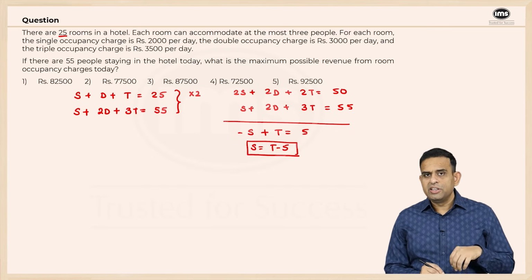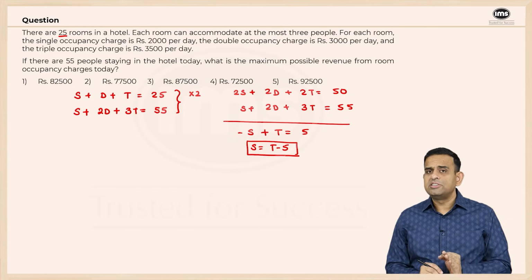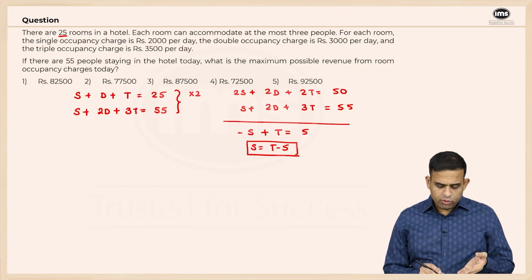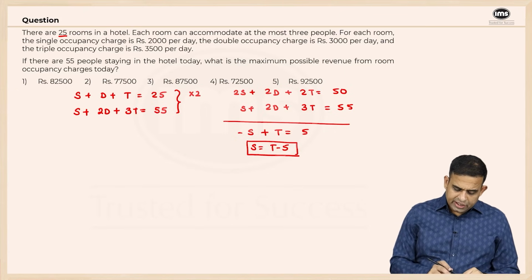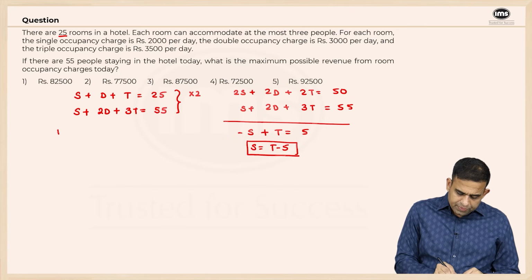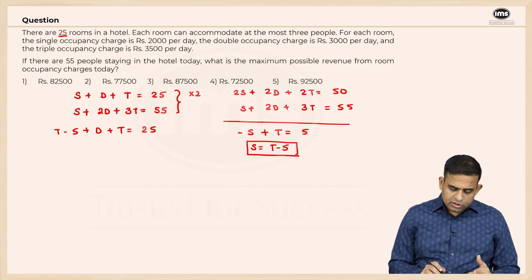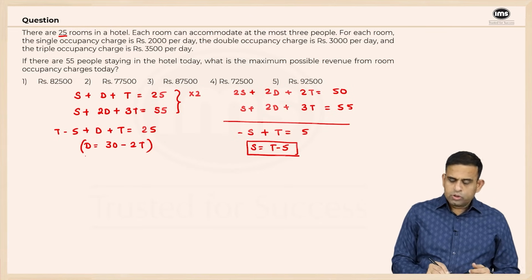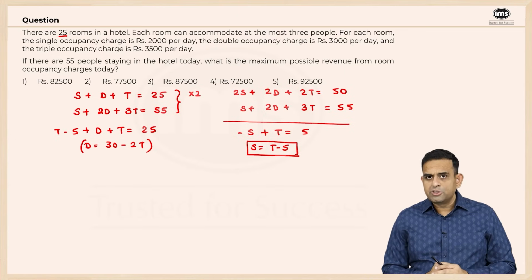So the number of single occupancy rooms must be 5 less than the triple occupancy rooms. S is equal to T minus 5. Likewise, if I put S in terms of T minus 5, we can easily find out D also in terms of T over here. So S is T minus 5 plus D plus T is equal to 25 as per the first equation. So from this we will get D equal to 30 minus 2T. So the number of double occupancy rooms must be 30 minus 2T over here.